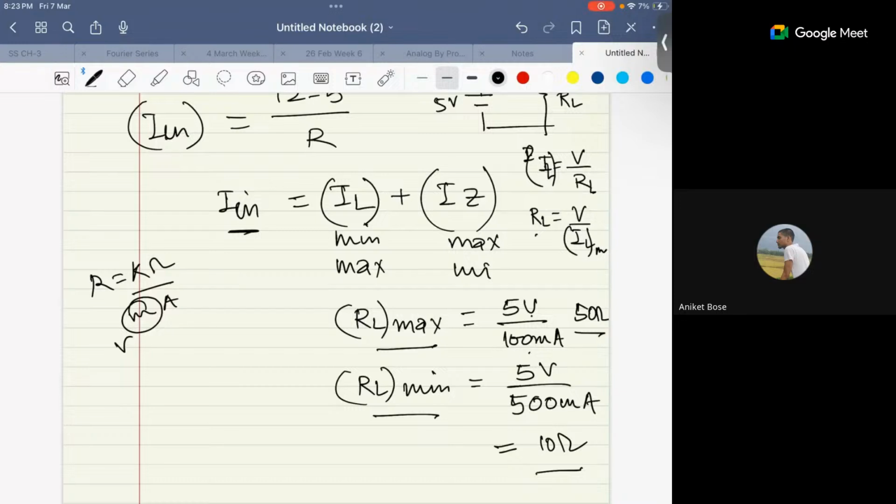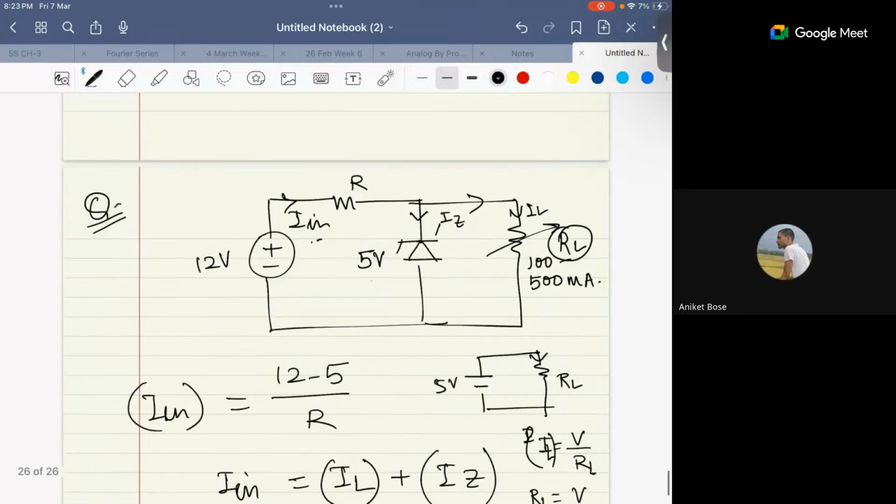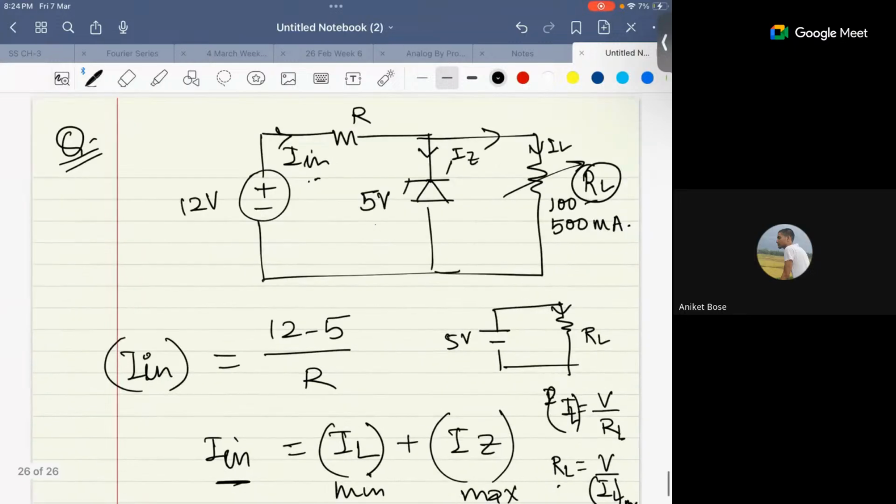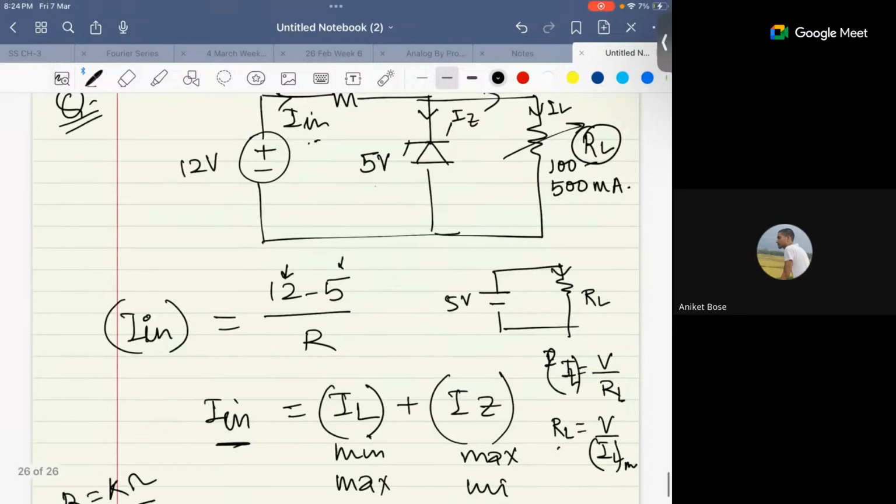Yes, sir. Now you have to tell me the value of R. What will be the value of R? Sir, the voltage divider can be used for R. See, this I input is 12 minus 5 upon R. And this is fixed because 12 is fixed, 5 is fixed, so this is fixed.